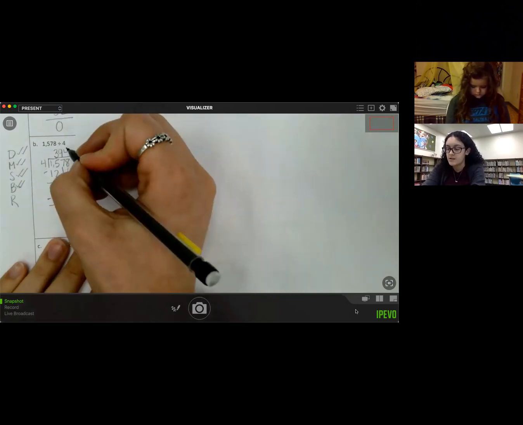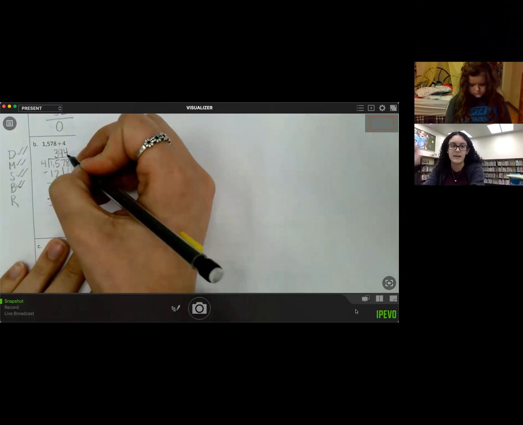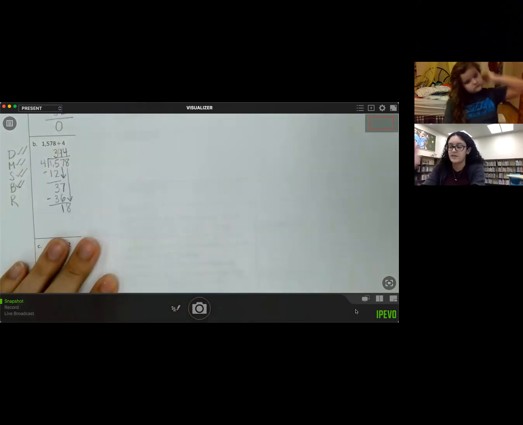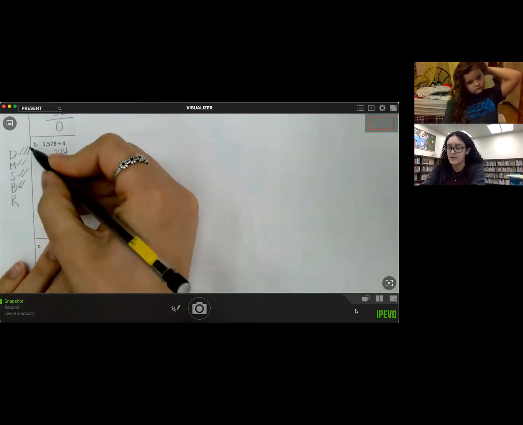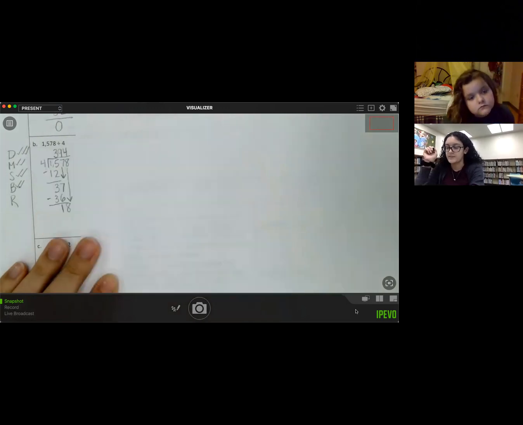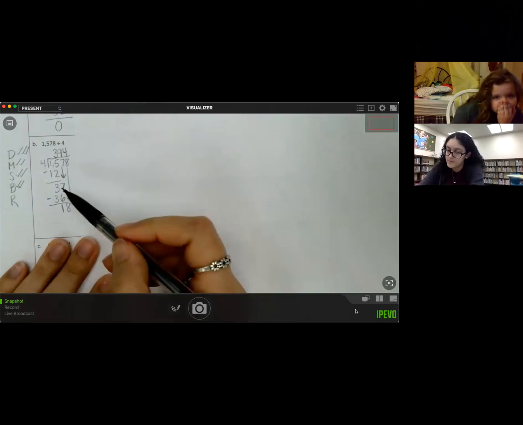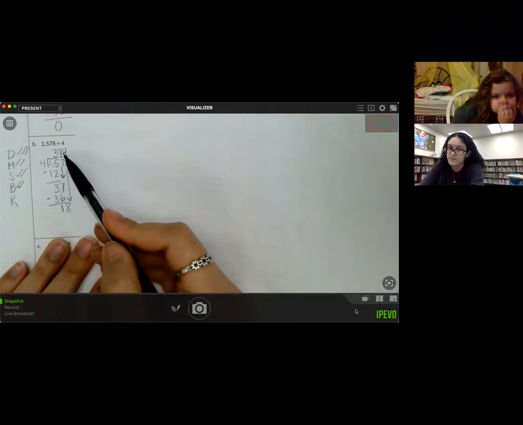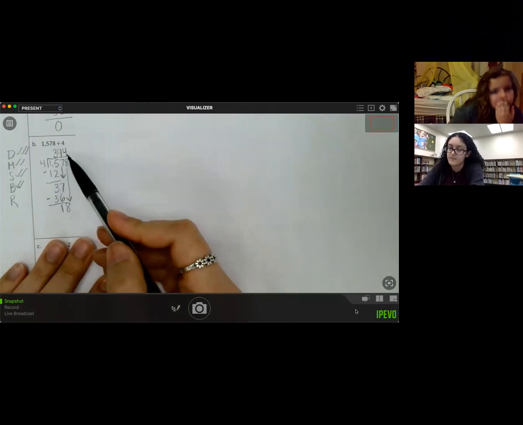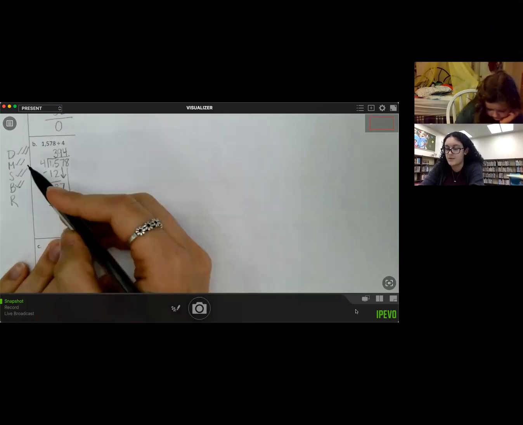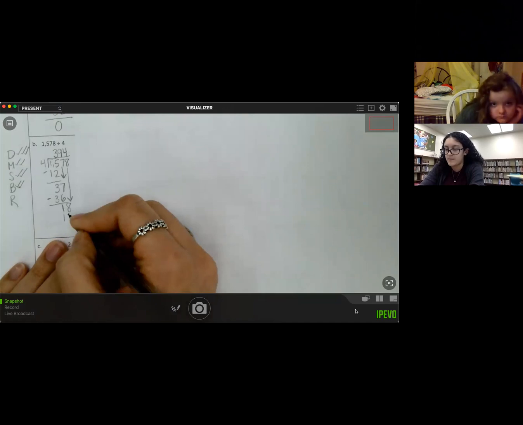So my 4 is going to go right above my 8 in my bracket. So that was our next dividing step. And then what would be next, Reese? To do 4 times 4, which equals 16. So 18 minus 16 equals 2.